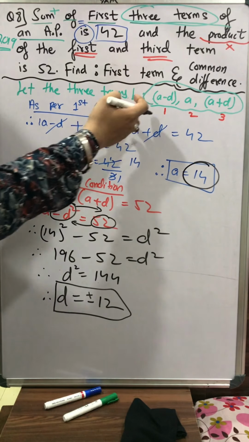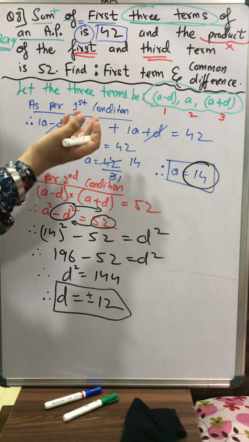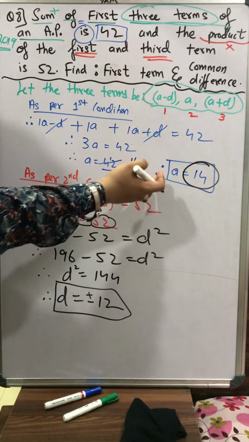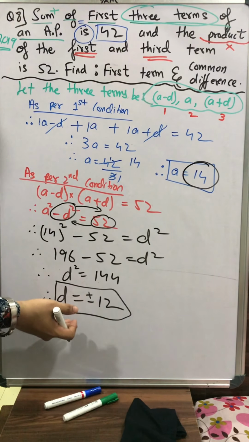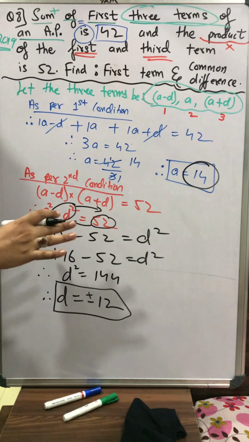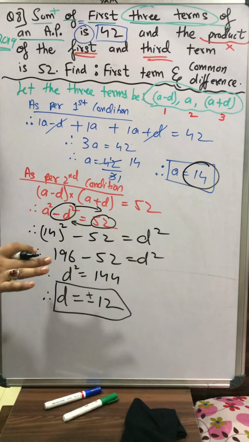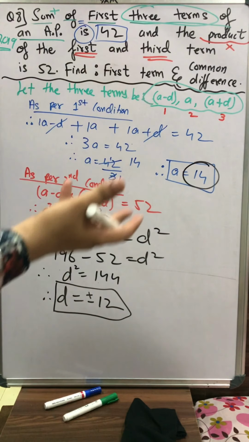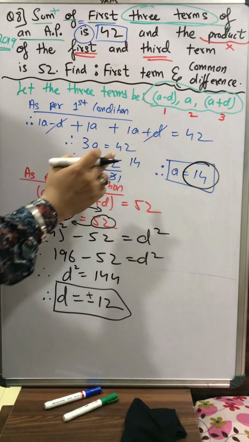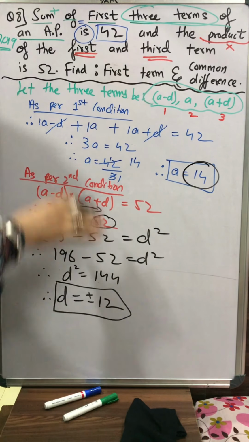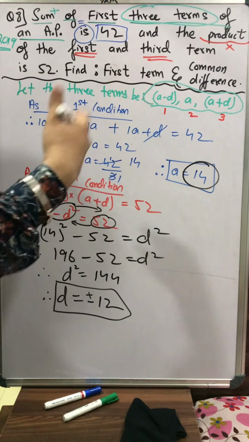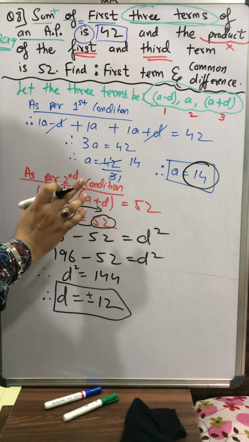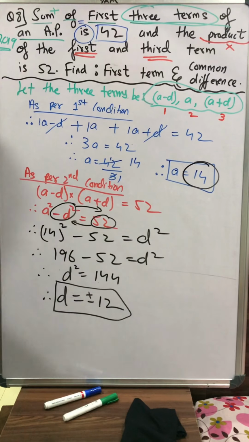So see here, these were our three terms. What was asked? First, find the first term and the common difference. We found out our first term is a, which is 14, and our common difference is plus minus 12. But I will not stop here, even though the question ends here. Let us find the three terms, as they can ask you in the board exam to find the three terms. Be careful: pause the video and complete the sum up till here, and I'll be finding the three terms. We got two values of d and one value of a. Pause the video and complete this fast.